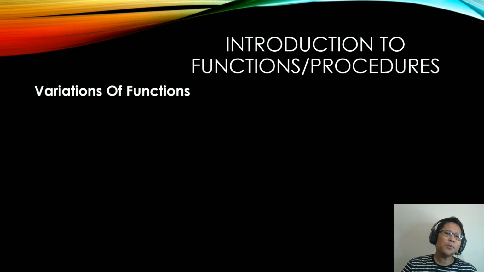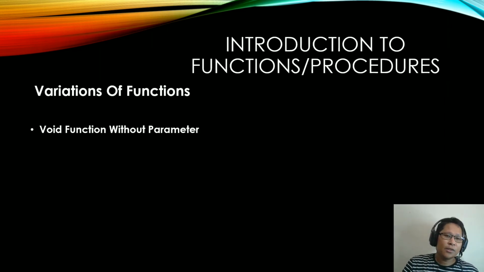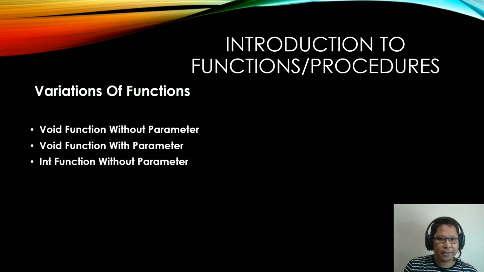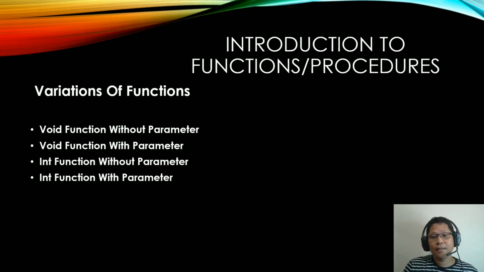Now we will talk about the variations of functions. Number one is the void function without parameter. Number two is the void function with parameter. And then the int function without parameter and the int function with parameter. These four are the variations of functions.